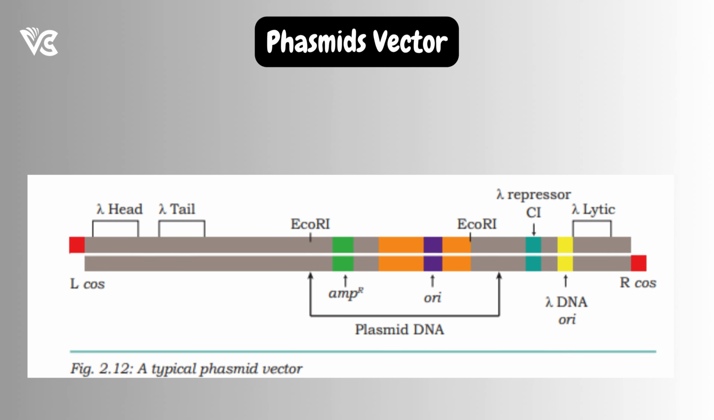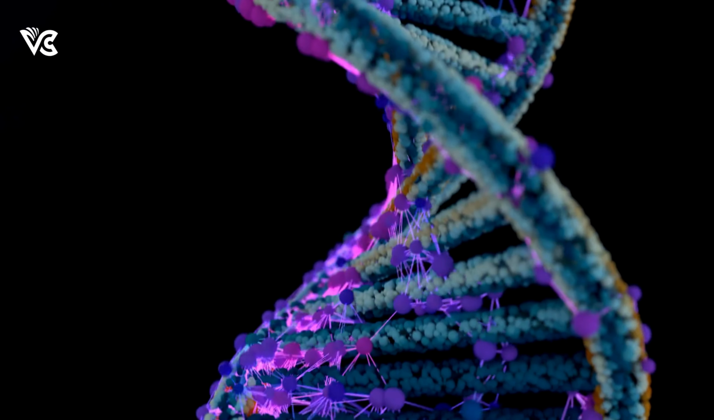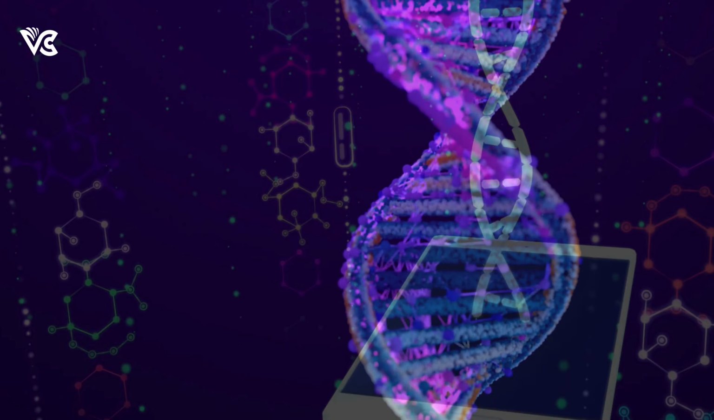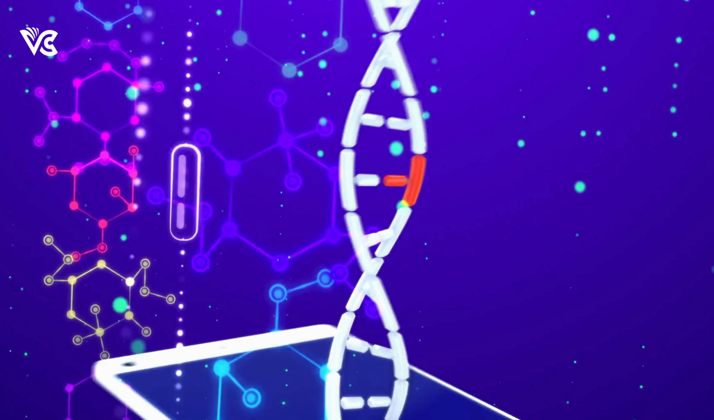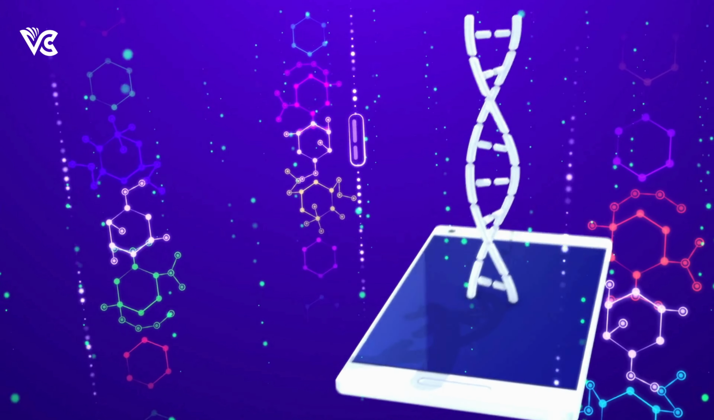In short, M13 phages, cosmids, and phasmids are all valuable tools in genetic engineering, each offering unique advantages for cloning and studying large DNA sequences within bacterial hosts. These vectors have revolutionized molecular biology by facilitating the manipulation, propagation, and analysis of genetic material.